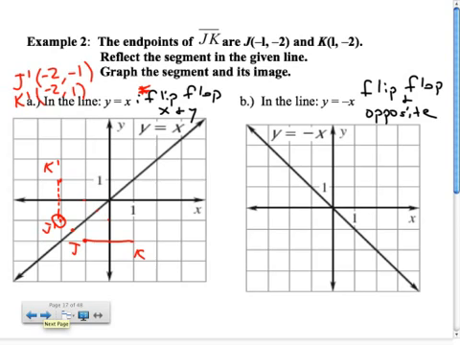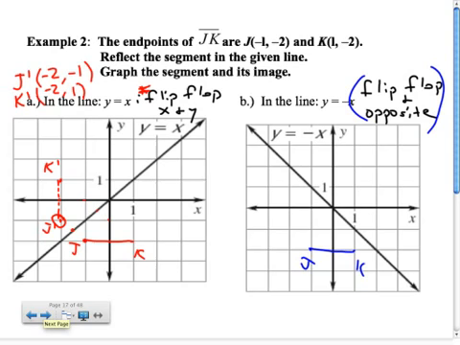Okay, so we have the same segment now. So -1, -2. So there's J. K is 1, -2. And so that's our original. I'm a counting fan, but if you don't like that, don't worry about it. We'll use the coordinate rule here. So it says flip-flop, and opposite.